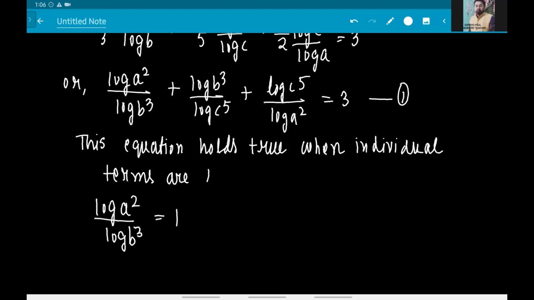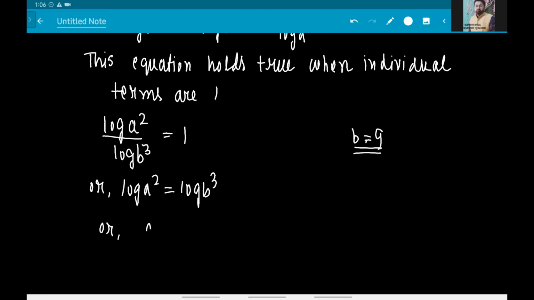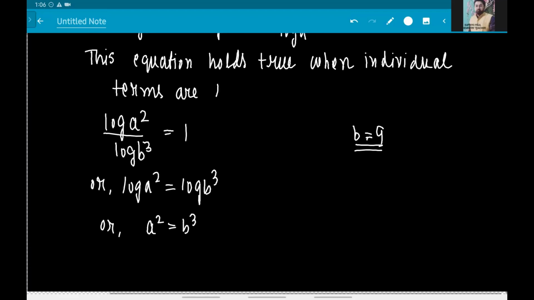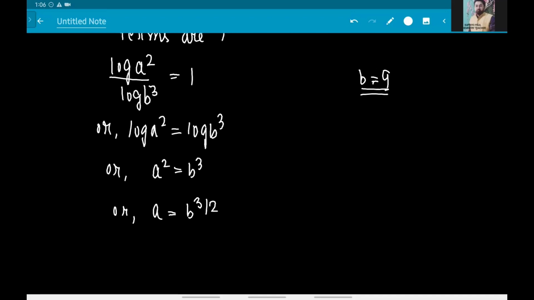Okay, now another piece of information was given in the question: if the value of b is 9, the value of a must be what. So we have to find the value of a. The value of b is given, b is equal to 9. So from this we can write in the next step that log of a square is equal to log of b cube. Now we just remove log, so a square equals b cube. Or from this we can rewrite it as a equal to b to the power 3 by 2.